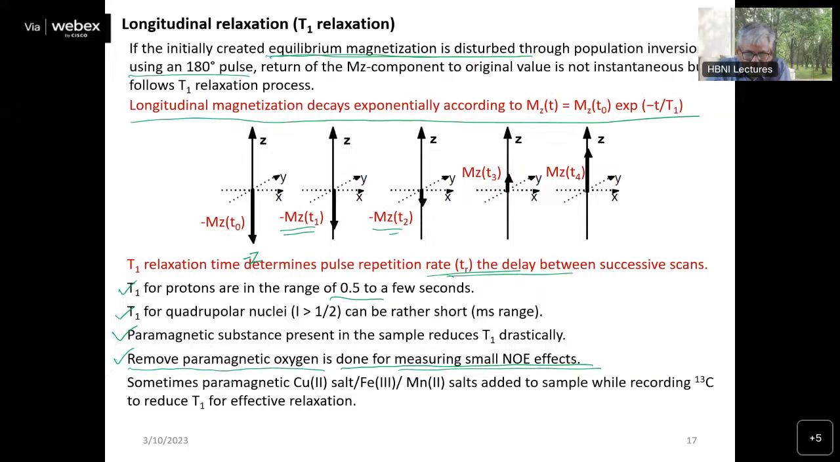What is NOE? Sometimes we deliberately add a paramagnetic substance into the NMR sample, specifically when you are recording carbon-13, because many carbon nuclei are very reluctant to relax, or their relaxation times are very long. So if you put in these paramagnetic salts, their relaxation time decreases. This is not normally done, but in cases where you really want to integrate the carbon-13 spectrum, you have to do such things.